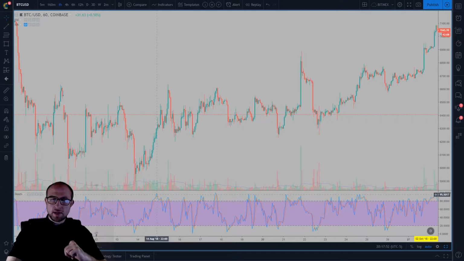Now here's an example of where the stochastic may or may not give you the best exit positions. There might be alternative ways to look for exit positions that I'll go over here in just a second.